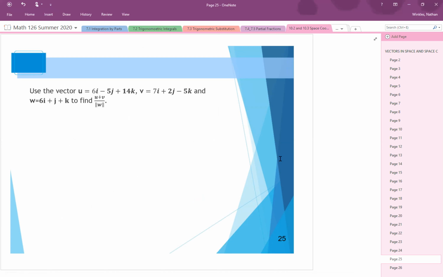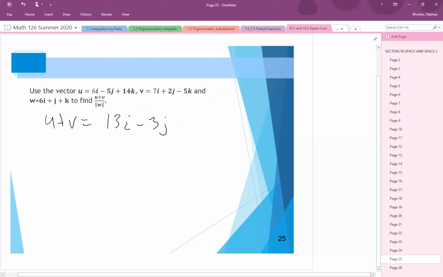So for this problem, we're told use the vector u equals 6i minus 5j plus 14k, v equals 7i plus 2j minus 5k, and w equals 6i plus j plus k to find the following. So in this case, u plus v is going to be 13i minus 3j plus 9k. That's doing component for component, adding my i terms together, my j terms, then my k terms to get this.